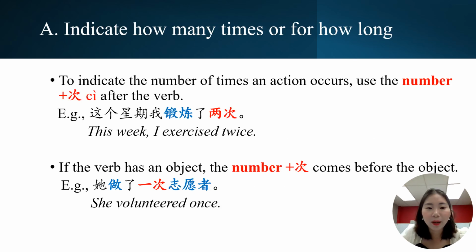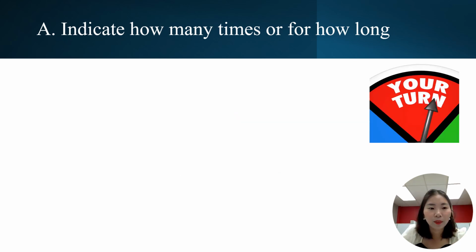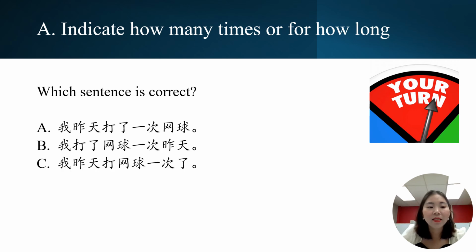To indicate the number of times an action occurs, use the number plus 次 after the verb. 这个星期我锻炼了2次. This week I exercised twice. If the verb has an object, the noun plus 次 comes before the object. 她做了1次志愿者. She volunteered once. Now it is your turn. Which sentence is correct?